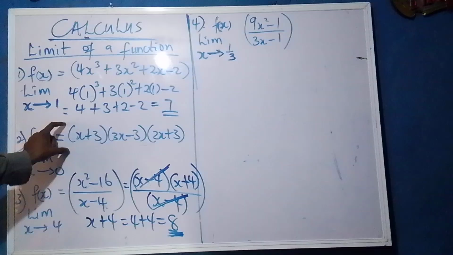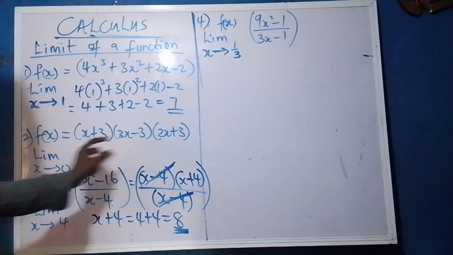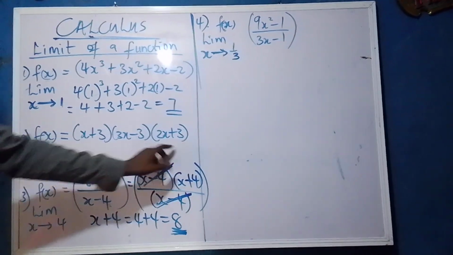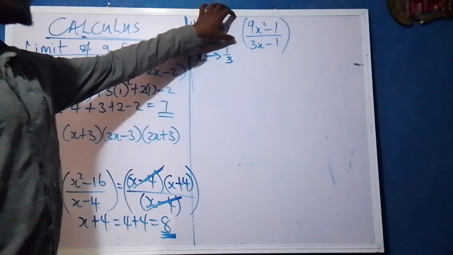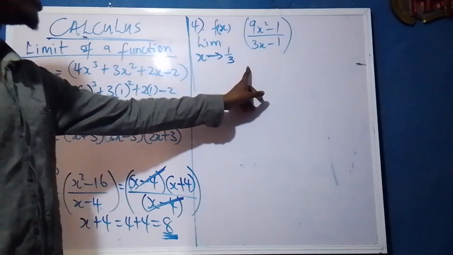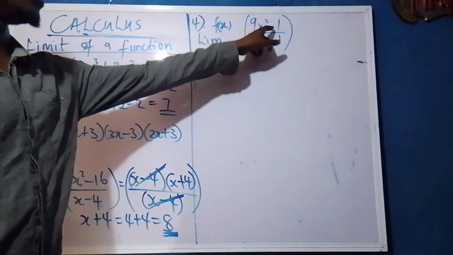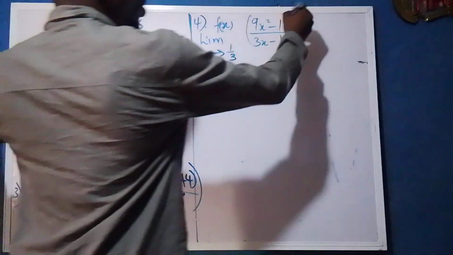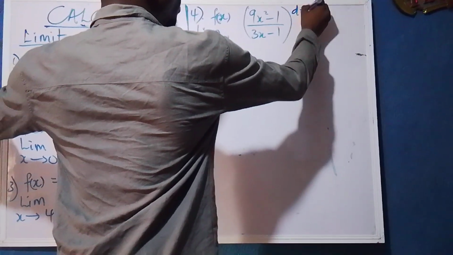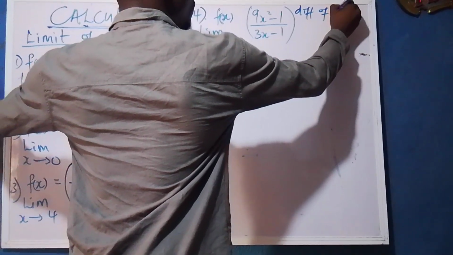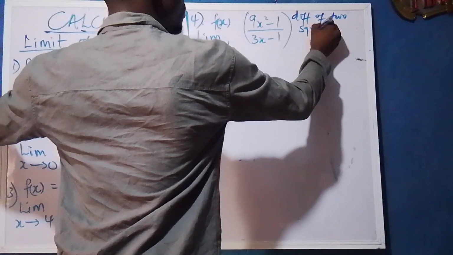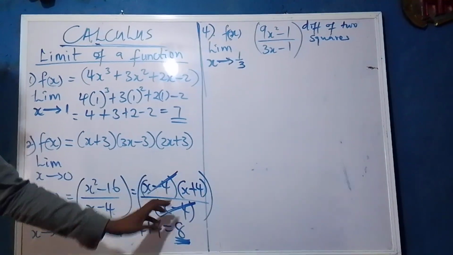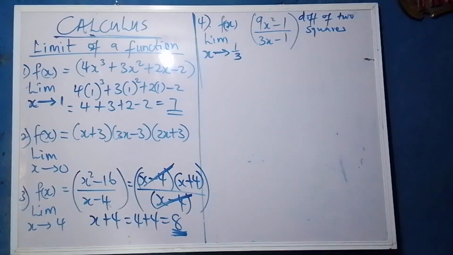So guys, try number 2 and number 4. All you have to do in number 2 is input the value of x into this function and have the final answer. Then number 4, you have to what? Factorize. This 9x squared minus 1 is a perfect square. So you use the method called difference of two squares. So you use it to solve number 4, which was the same application I used in number 3. So guys, try them out.